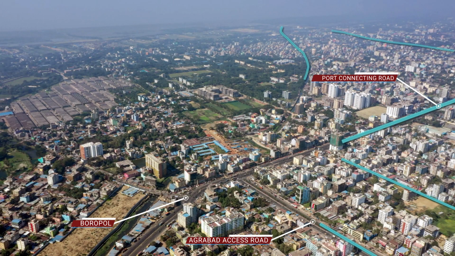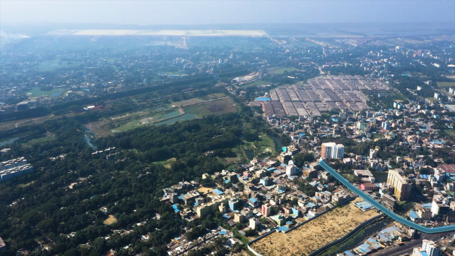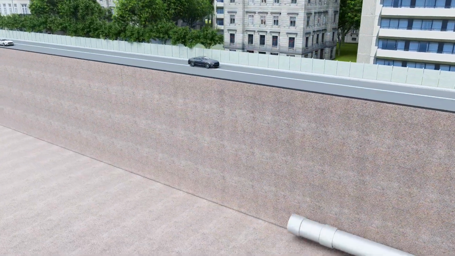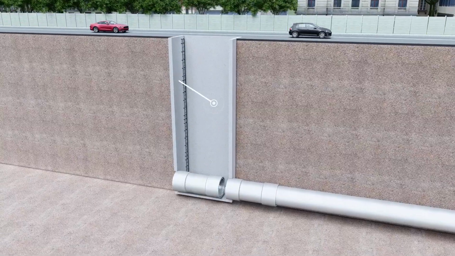Here you can see some of the main trunk lines covering catchment area 1. This will collect the sewage waters and take them to the treatment plant. This is the location of the trunk sewer boring shaft. The tunnel shaft will be 15 meters underneath the ground.